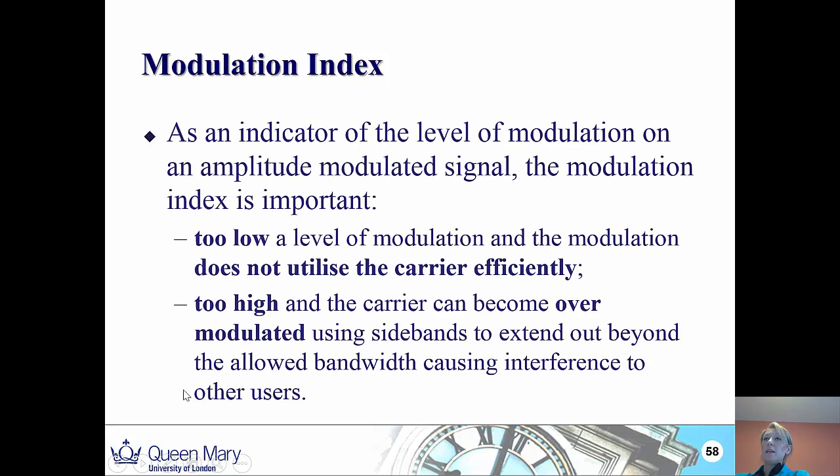So as an indicator of the level of modulation on an amplitude modulated signal, the modulation index is important to know. If it's too low, then it doesn't utilise the carrier efficiently. If it's too high, then the carrier can become overmodulated, and this can cause distortion to occur, so interference in the signal which is being communicated.